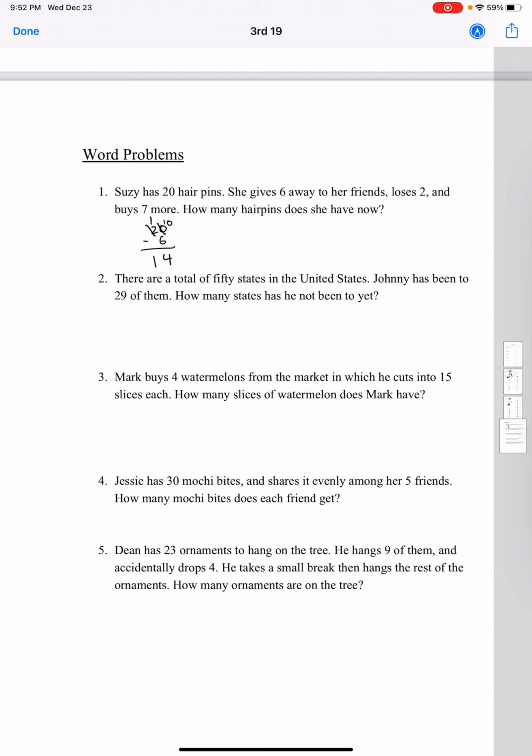So she has 14. But then she loses 2 more. So 14 minus 2 is 12. And she buys 7 more. 12 plus 7. So 7 plus 2 is 9. 1 plus nothing is 1. So she has a total of 19 hairpins now.